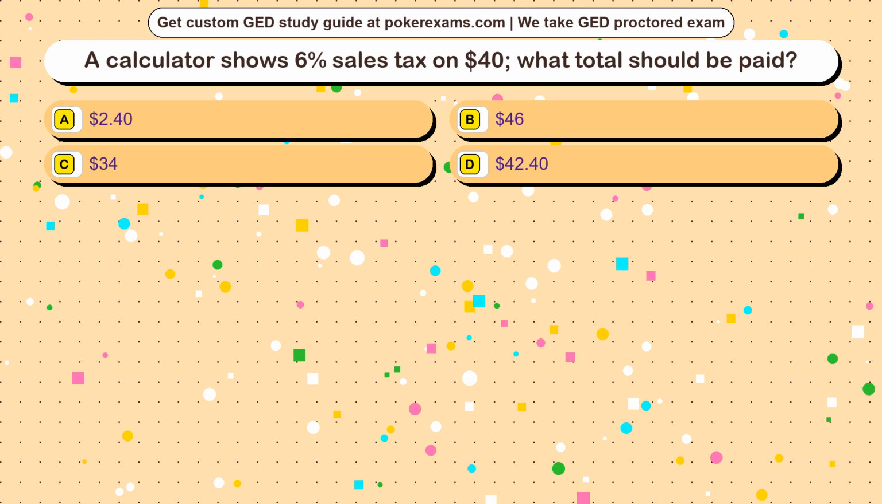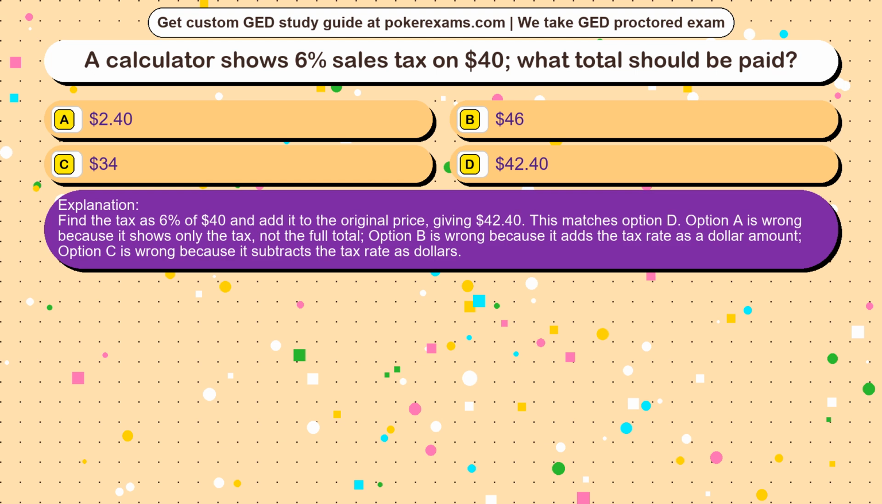The correct answer is option. Find the tax as 6% of $40 and add it to the original price, giving $42.40. This matches option D. Option A is wrong because it shows only the tax, not the full total. Option B is wrong because it adds the tax rate as a dollar amount. Option C is wrong because it subtracts the tax rate as dollars.